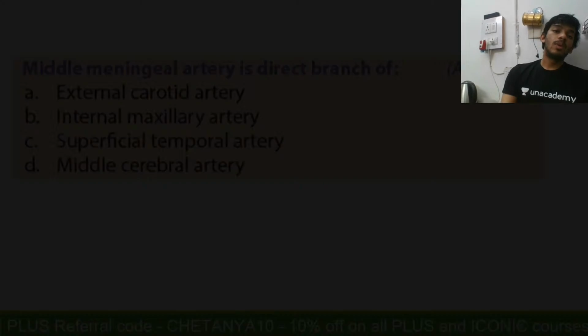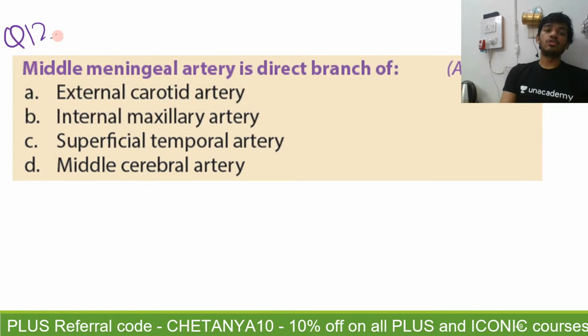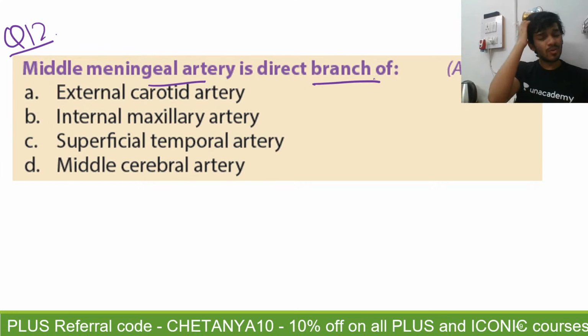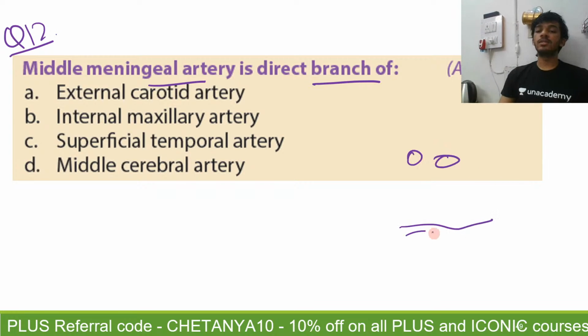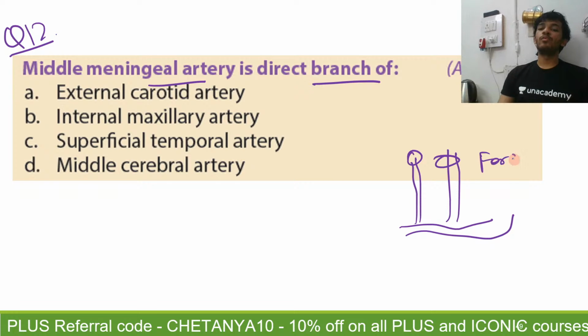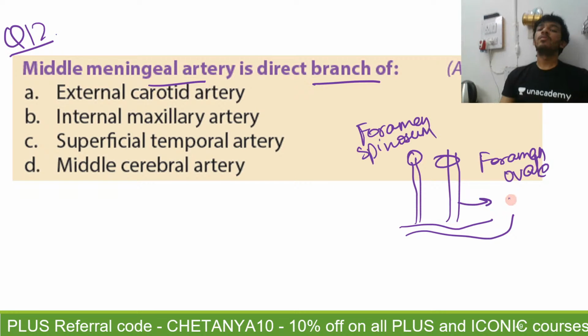Now, question number 12. Middle meningeal artery is a direct branch of. Very simple question. Two arteries, middle meningeal artery, accessory meningeal artery. Middle meningeal artery enters here. So if this is the artery of which it is a direct branch, it gives a middle meningeal artery here and it gives an accessory meningeal artery. Middle meningeal artery will go through foramen ovale, and what is present posterior to it? Foramen spinosum. So the accessory meningeal will go anteriorly through the foramen ovale, and the middle meningeal will go posteriorly through the foramen.